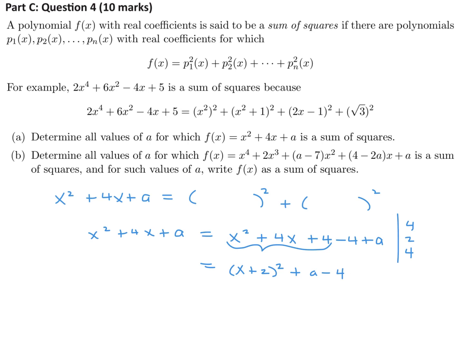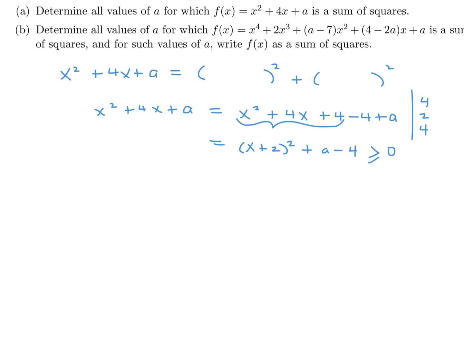Okay, now because these are sums of squares, this will always be positive, because when you square a number, regardless of what that number is, it will end up positive. So the sum of squares will also be positive. So this whole thing has got to be greater than or equal to 0. So what that means is that x plus 2 squared is greater than or equal to a minus 4.